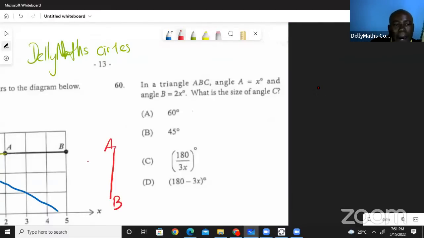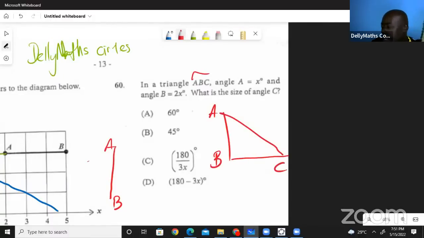It says in a triangle ABC, so the triangle is ABC. We're saying that angle A is x. Normally I like to give you a visual, so I just make up my ABC like that. It's not drawn to scale. I don't know if this is 90 or anything. Angle A is x degrees, and angle B is 2x right there.